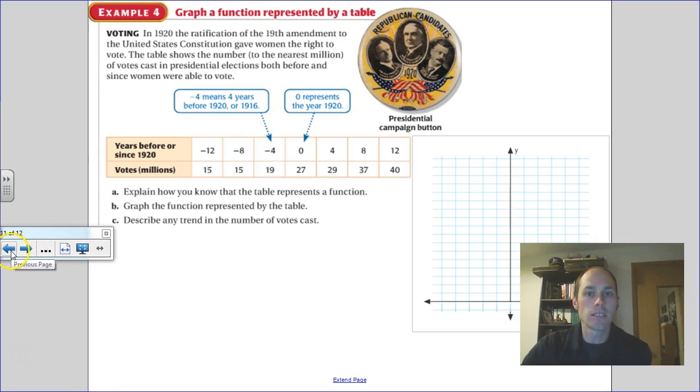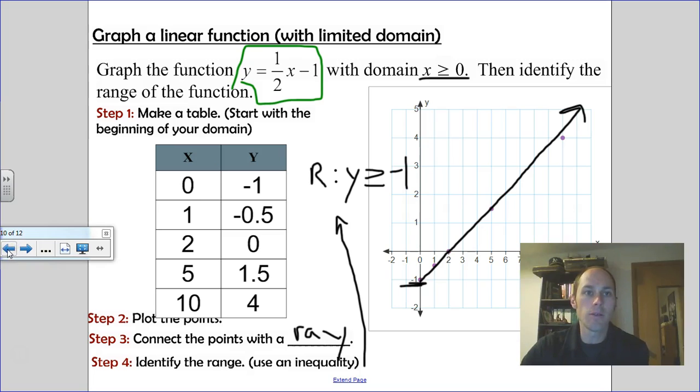All right, so that's all that we're going to do today. We learned how to graph a function. Remember, you can always graph a function by starting with a table. Get your ordered pairs from the table by substituting those values in, plot those points, and if it's showing all solutions, you can connect those with a line. If it's a limited domain, you can use an array to show that.